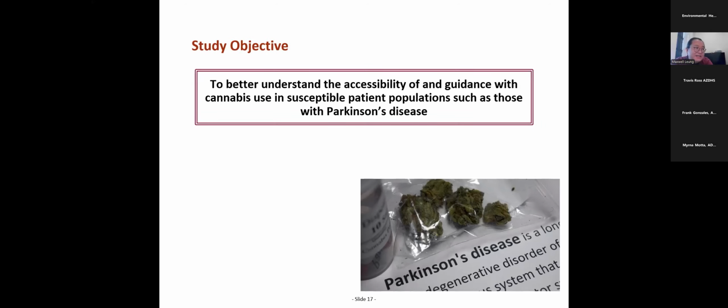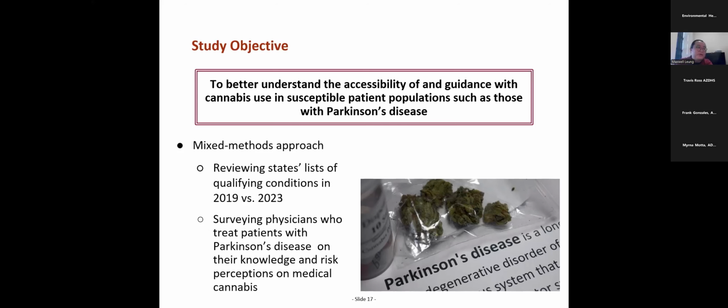For that, we set out this study to look into the accessibility and guidance of cannabis use in Parkinson's disease patients. In this study, we basically do two things. One is we review the state lists of qualifying conditions, just to see what medical conditions qualify a patient in each state for using cannabis, in 2019 versus 2023. And then we also survey patients and ask them about their knowledge and risk perception of cannabis use in Parkinson's disease.